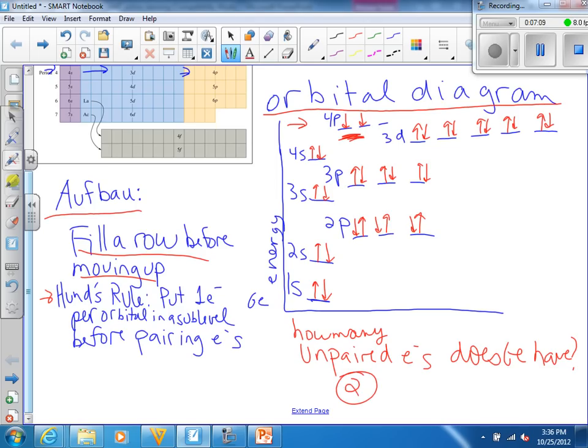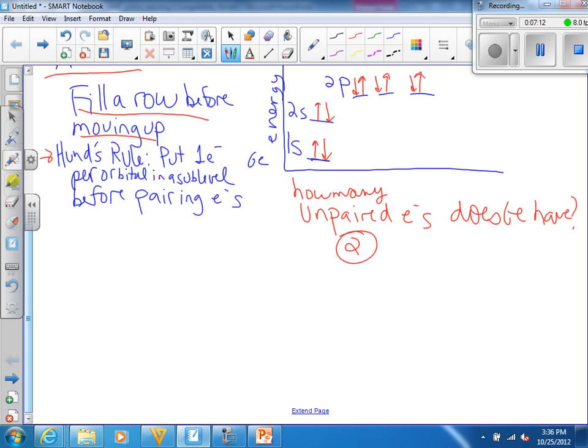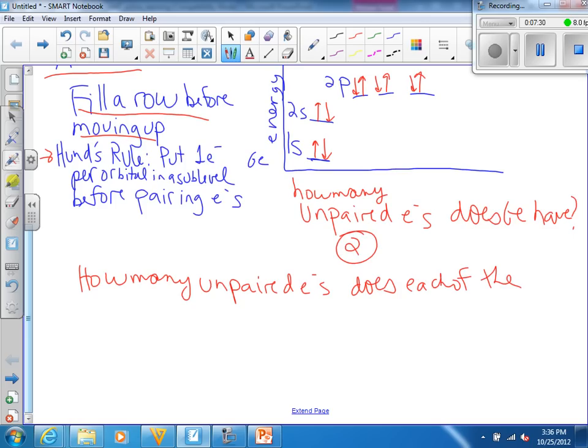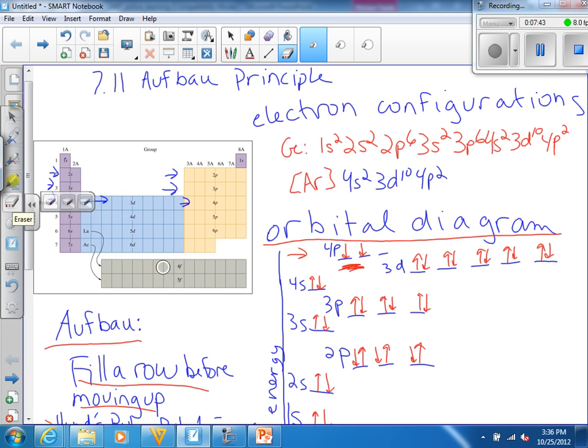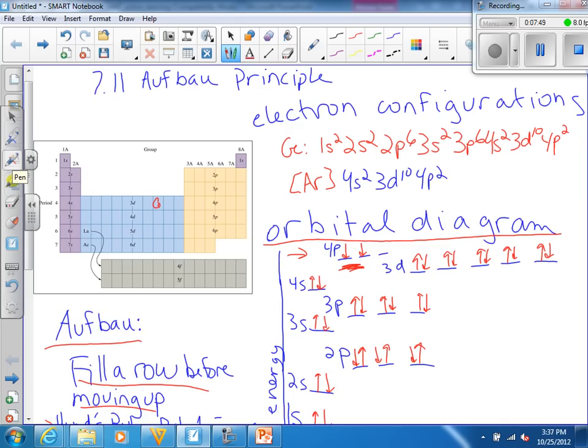Okay, let's do a couple more problems. I'm going to do how many unpaired electrons does each of the following have? Okay, so let's do cobalt. And let's go back to our periodic table. I'm going to erase everything that's in here. Cobalt is right here. Here's cobalt.